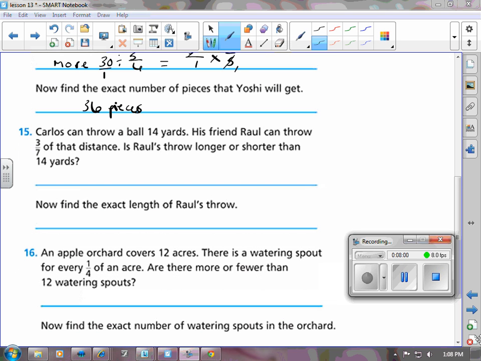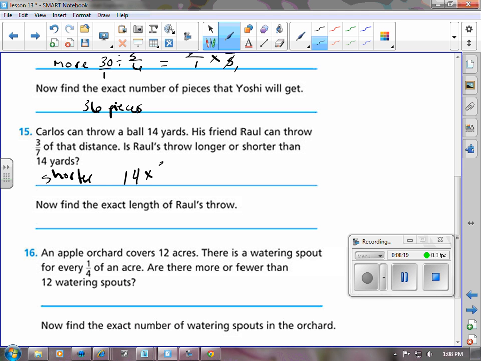Okay. Carlos can throw a ball 14 yards. His friend Raul can throw it 3/7 of that distance. Is Raul's throw longer or shorter than 14 yards? Well, it's going to be shorter. And you're going to multiply 14 times 3/7. Remember, you can put that 14 over 1. I'm going to simplify 2 and 1. So I get 6 yards. Okay.